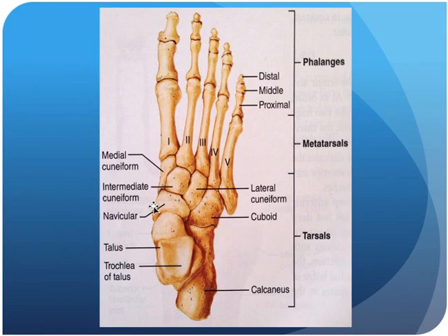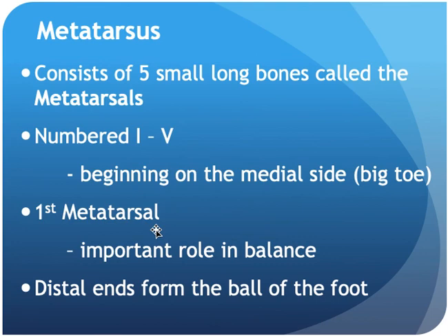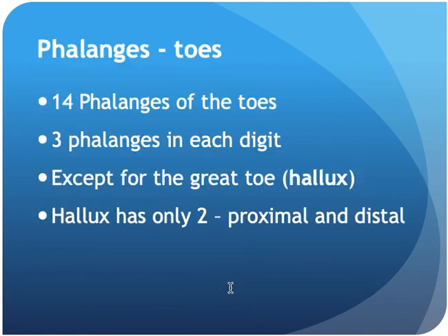So we want to find, okay, tarsal bones, metatarsals, phalanges, just like in the hand. And then we want to, again, just make sure that we can label all these little tarsal bones here. So now we get to the metatarsals. So it consists of 5 small long bones called the metatarsals. Just like the hand, we're going to number them from 1 to 5. We're going to begin on the medial side. So it's going to begin on the side of the big toe, just like when we talked about, we started with the thumb. The first metatarsal is going to play a very important role in balance, okay? And the distal end is going to form the ball of the foot. So we'll come back and see that in a second here too.